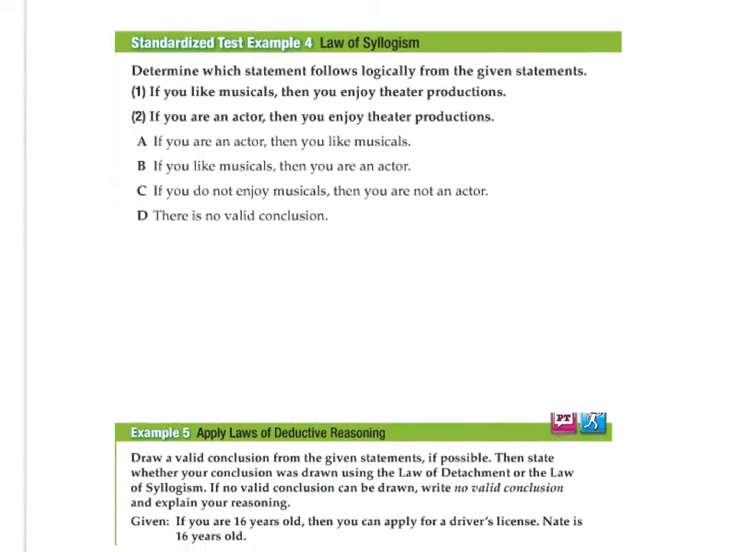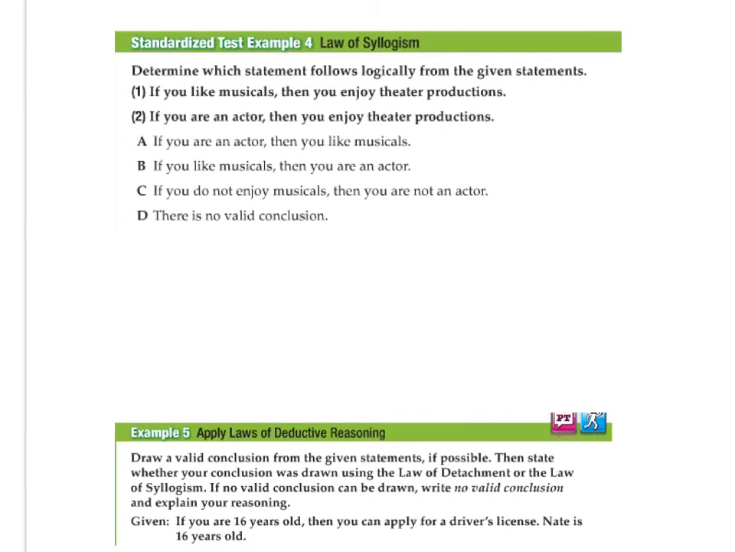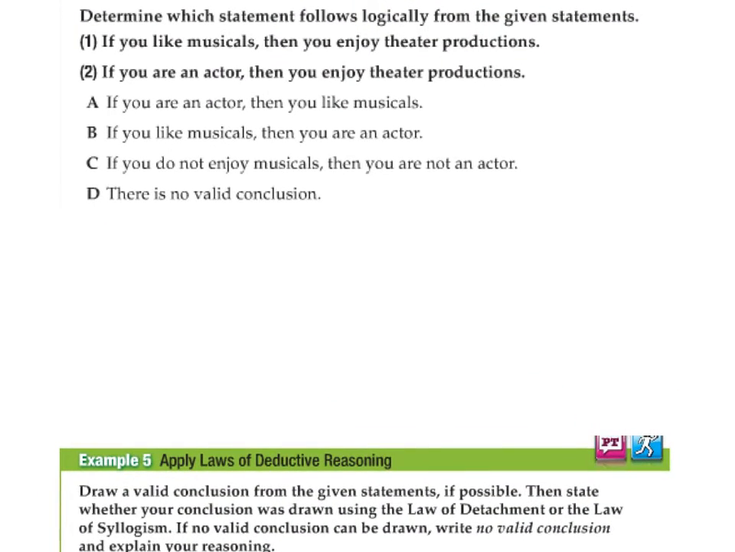So we have an example. It says to determine which statement follows logically from the given statements. And we have two if-thens. If you like musicals, then you enjoy theater productions. If you are an actor, then you enjoy theater productions.